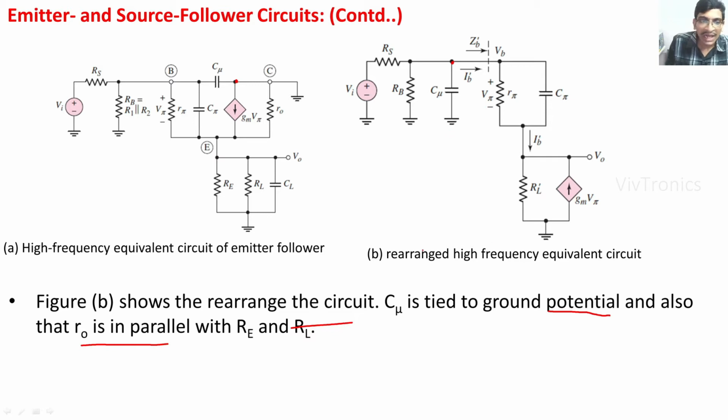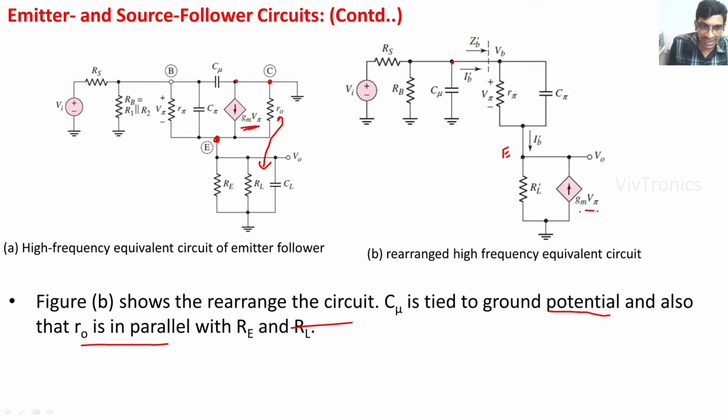And also the small r0 is in parallel with Re and RL, because this r0 also starts at the emitter terminal and ends at the ground potential. Therefore, we can represent r0 in parallel with Re and RL, and also we can represent the gm V pi at the emitter side like this. Therefore, this is the rearranged circuit.